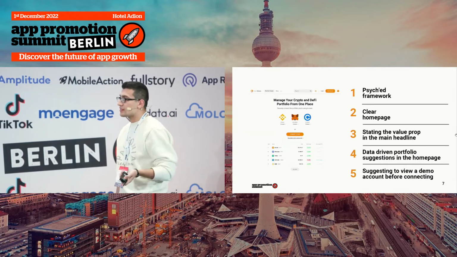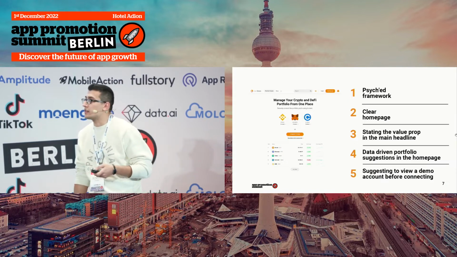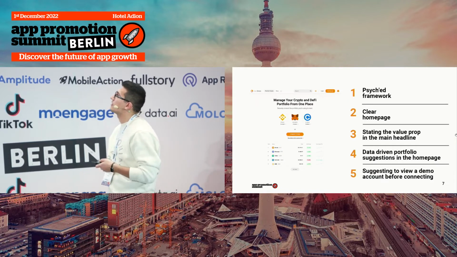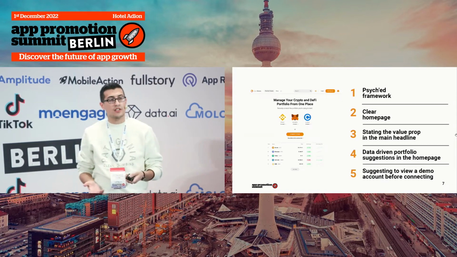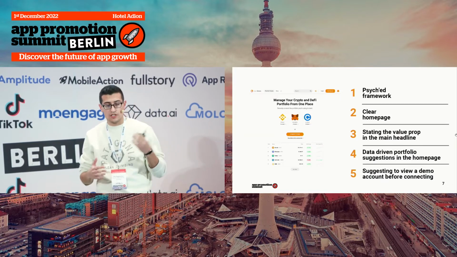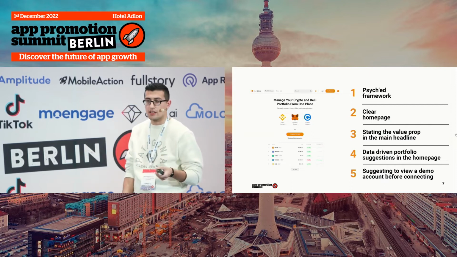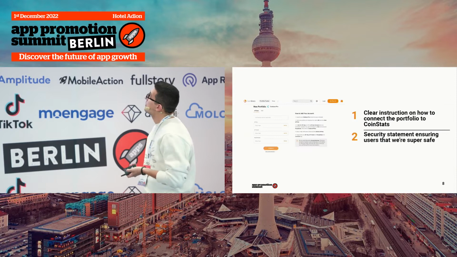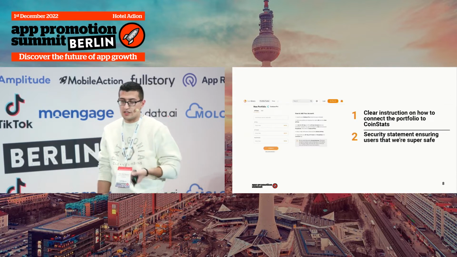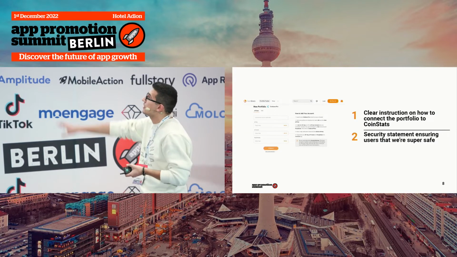And the demo account was built on purpose to motivate users and show all the important value propositions and the features that we have, which can nudge users to connect their accounts to CoinStats. And after clicking on the connect button, we redirect them to the page.